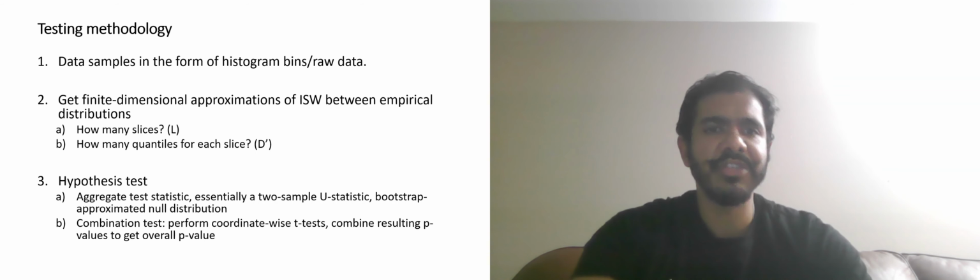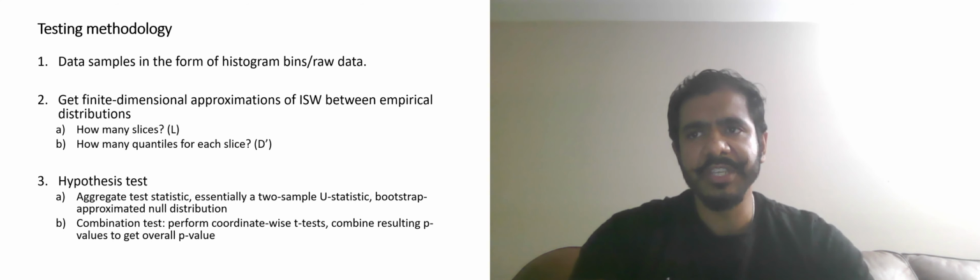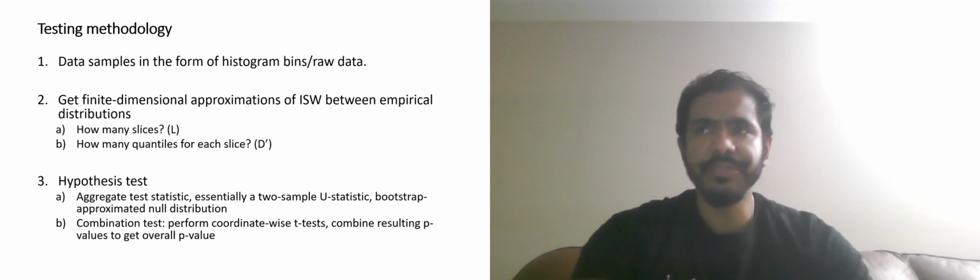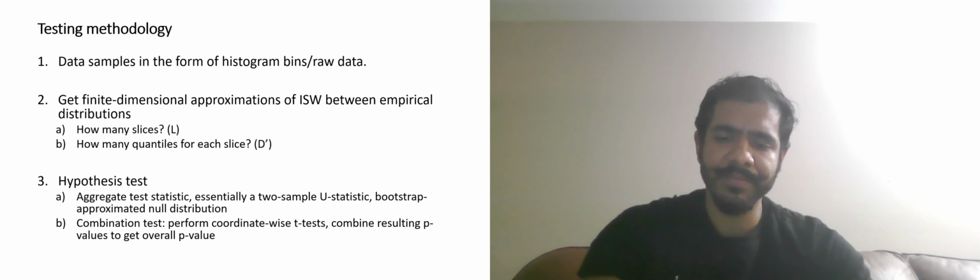Either histogram bins or raw observations can be used to construct our hypothesis tests. The finite dimensional approximation comes from the choice of the number of slices or push forwards, as well as the number of quantiles used for Wasserstein distance calculation. We use two approaches of hypothesis testing, one using a two-sample U-statistic and bootstrap null, and the other by combining p-values from coordinate-wise tests.